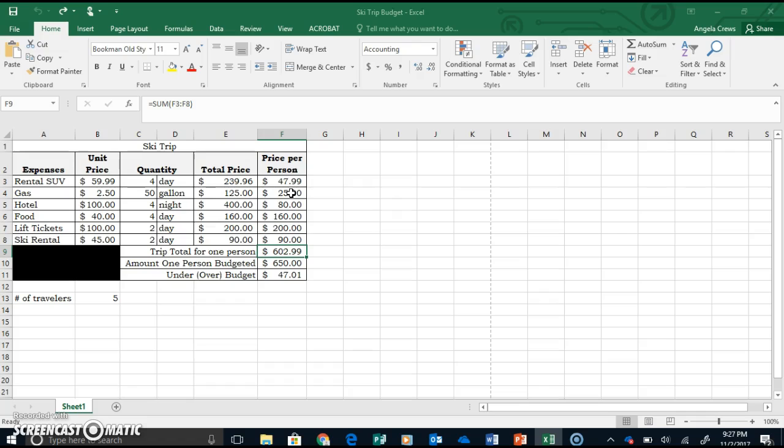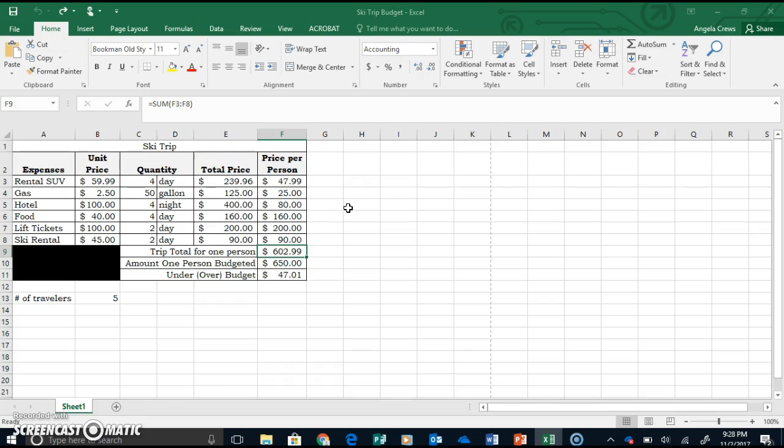What is the most expensive part of this trip? What part of this trip per person costs the most? You look at the highest price and go over to the expense for that and write that down.